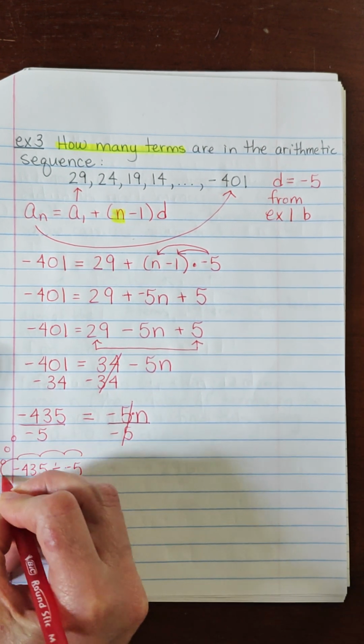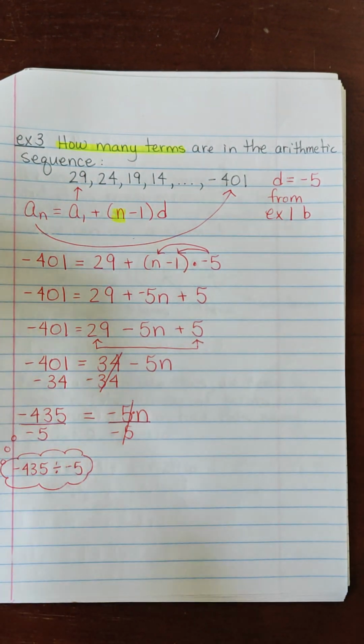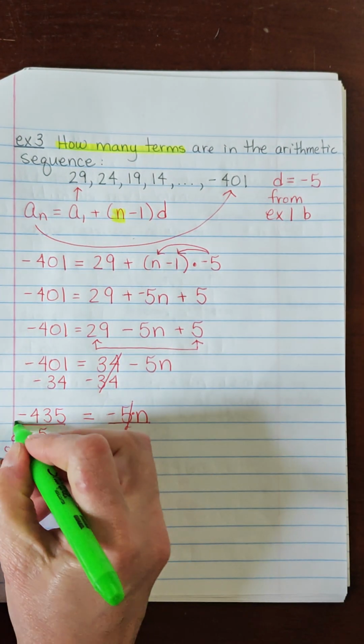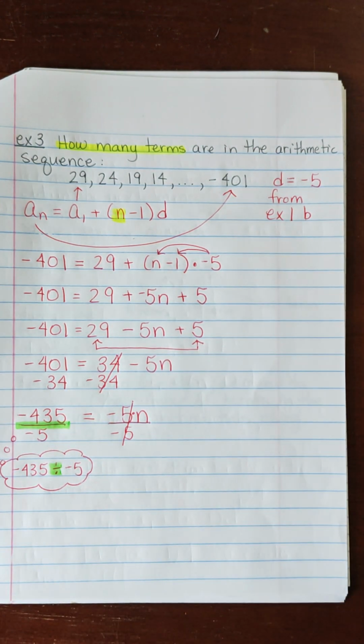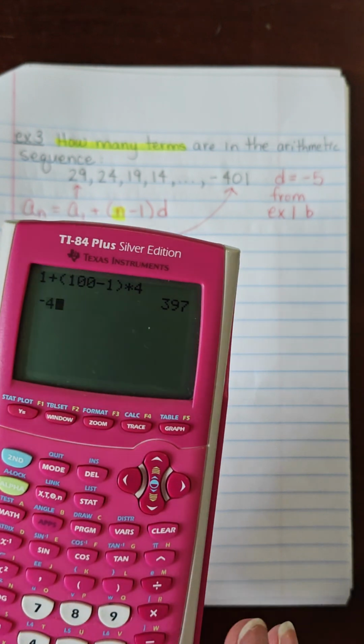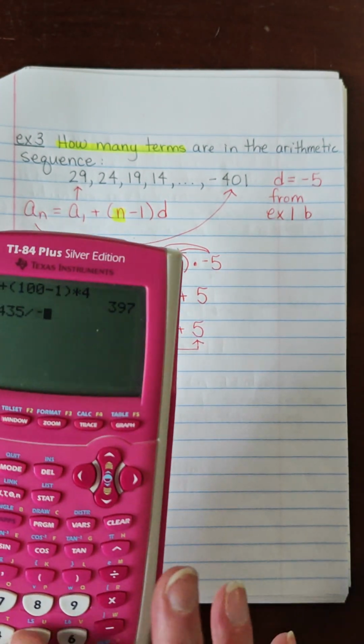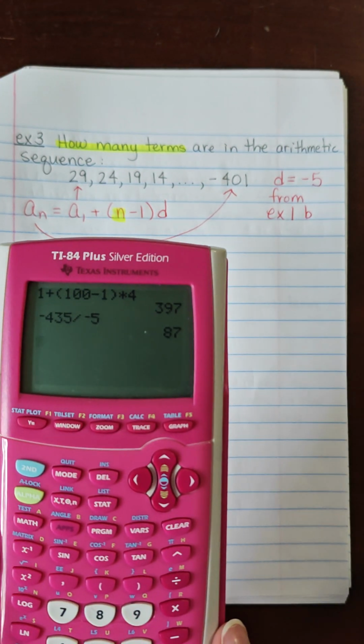So here, let me put a happy little thought cloud on there. So let's say, hey, that fraction bar right there means the same thing as that division symbol. So just grab the calculator. We have negative 435 divided by negative 5, and we get 87.